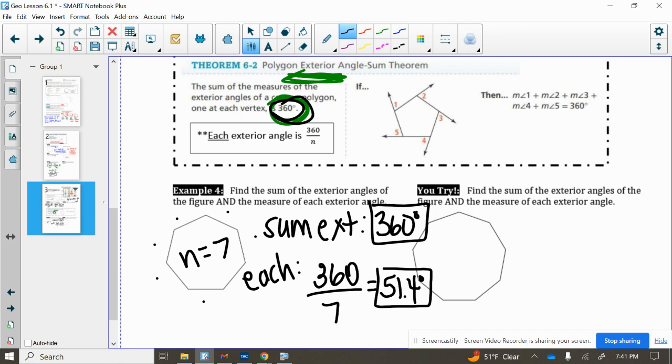All right, your turn on this next one. You are going to find the total sum for the exterior angles. And then you are also going to find what each exterior angle would be given this 9-sided polygon.